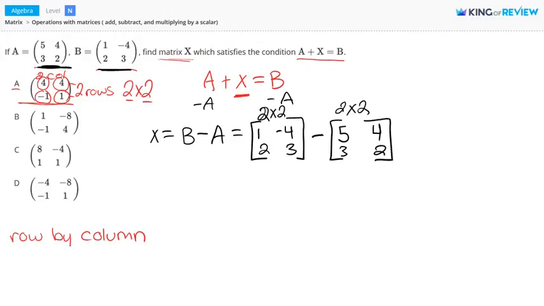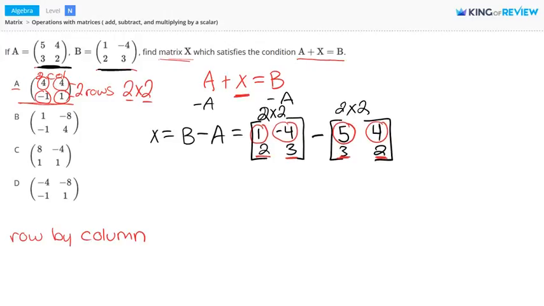When we subtract matrices, we must make sure that we subtract corresponding entries. So corresponding entries, this upper left entry and this upper left entry on the second matrix, these are corresponding entries. They're both in the same position, which is row 1, column 1. So we need to make sure we set this up as 1 minus 5. Other corresponding entries are -4 and 4. 2 and 3 are in the same position, and the 3 and 2 here are in the same position.